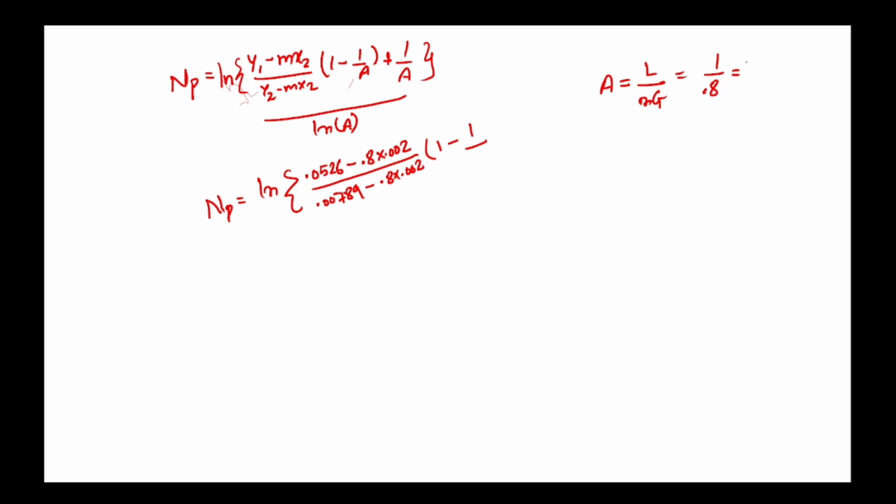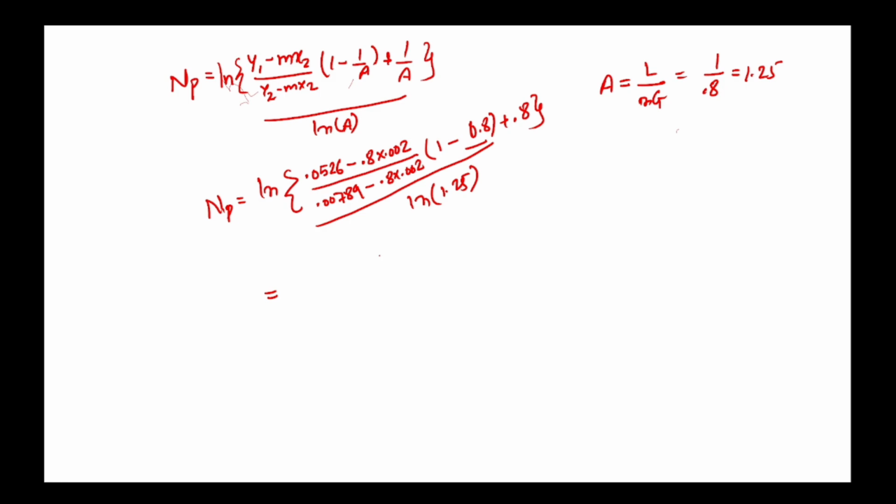1 divided by 0.8 is 1.25. So the same formula will apply. 1 upon 1.25 will be 0.8, 0.8 plus 0.8 upon ln 1. Here 1.8 will not come, 1.25 will. So always be careful when you are putting the values.